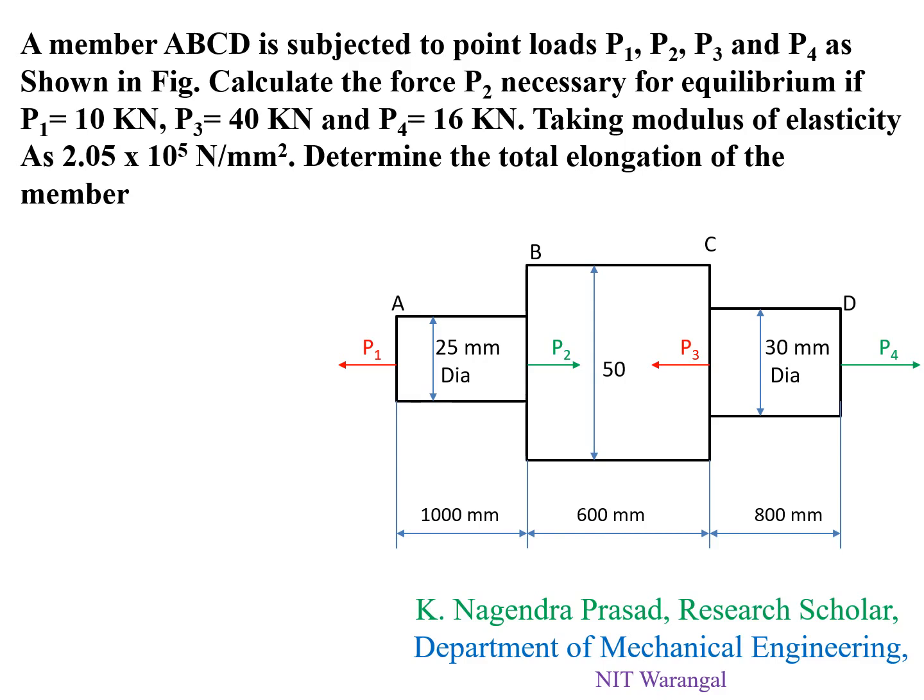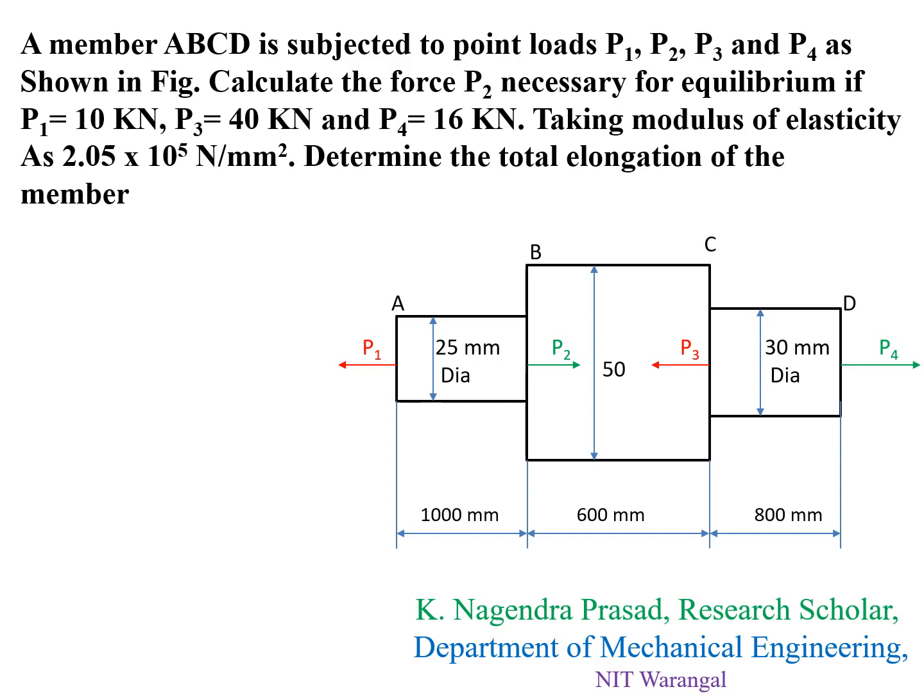Calculate the force P2 necessary for equilibrium if P1 equals 10 kilonewtons, P3 equals 40 kilonewtons and P4 equals 16 kilonewtons, taking modulus of elasticity as 2.05 into 10 to the power 5 Newton per mm square. Determine the total elongation of the member.